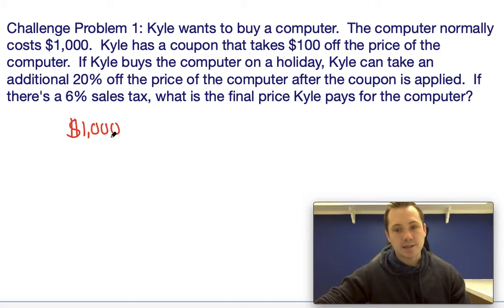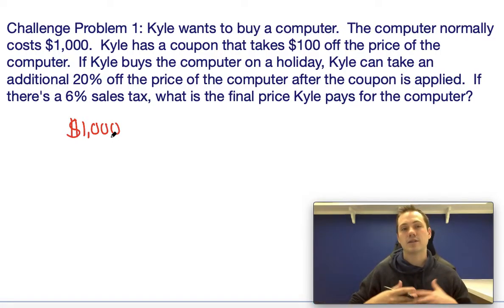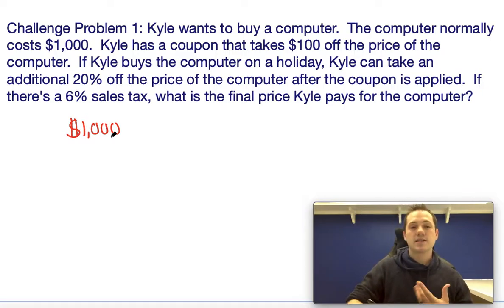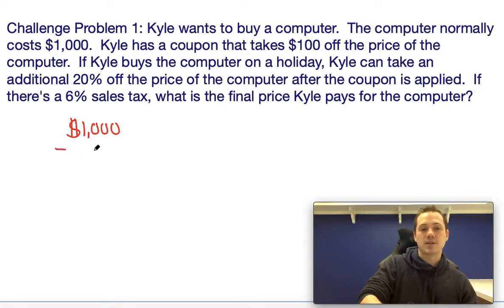But Kyle's smart. Kyle found a coupon, and he found that with this coupon, he could take $100 off of that price. So right away, no percentages are going to be involved here. We're just going to knock $100 off so that we see that the cost to Kyle is going to be $900.